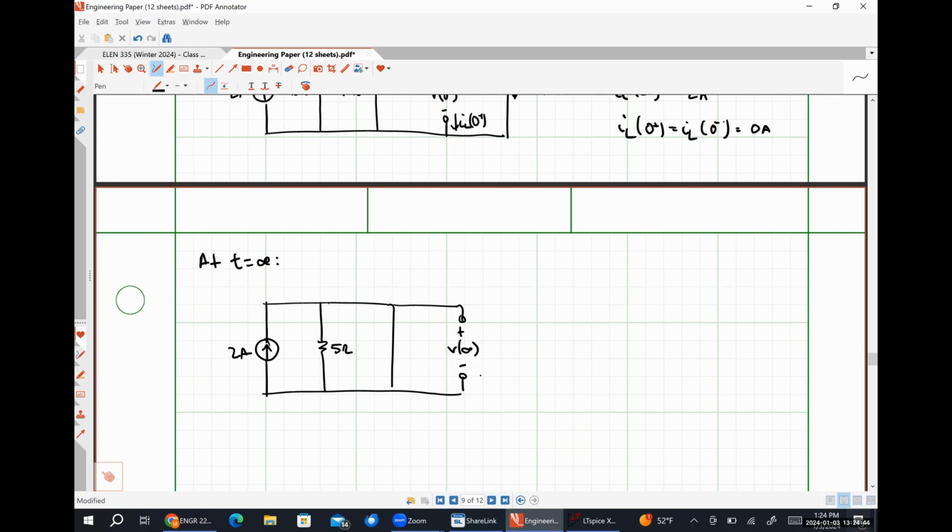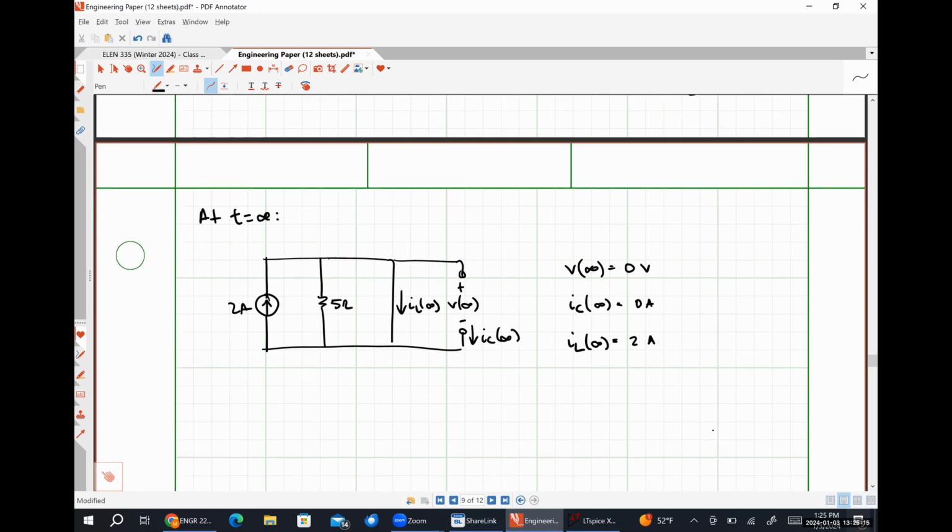Here's V at infinity, IC at infinity, IL at infinity. We can see very easily that V at infinity is 0 volts. IC at infinity is 0 amps. IL at infinity is 2 amps. Anybody have questions, comments, or concerns?